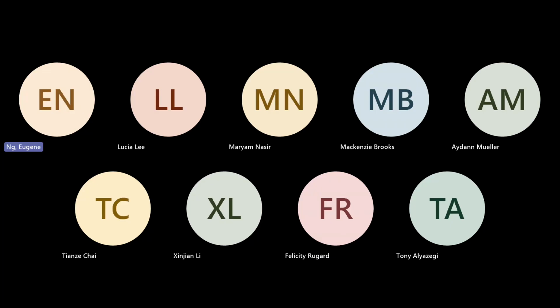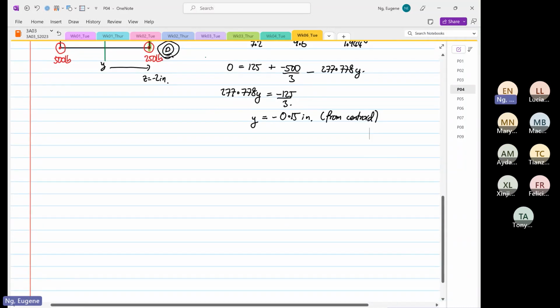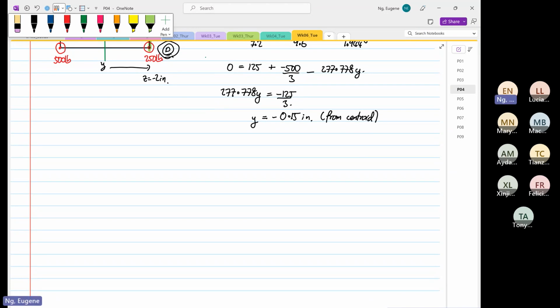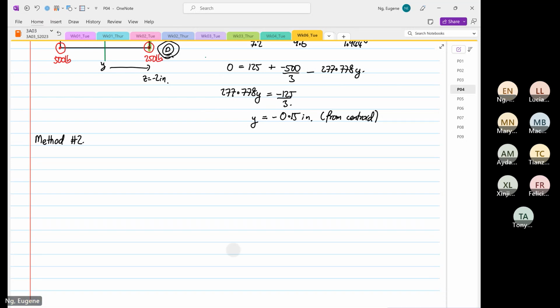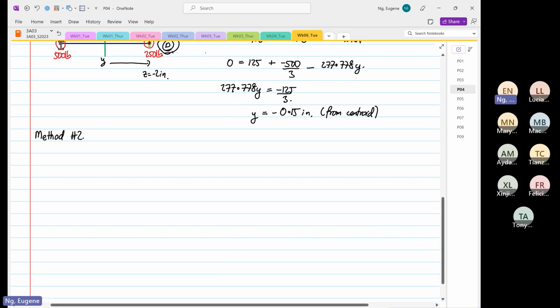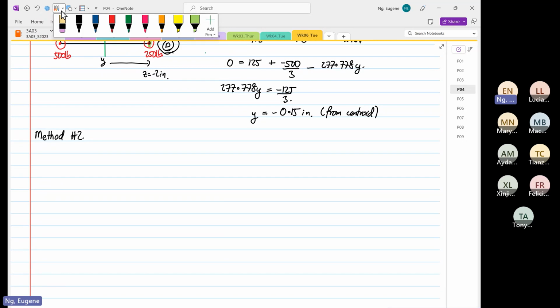This is again finding the equation of a straight line. Okay, so I'm going to teach you method number 2. You decide what you want to use. Both answers will be the same. So now our method number 2 is, we know.